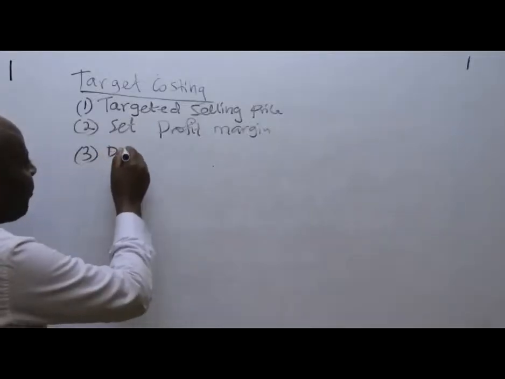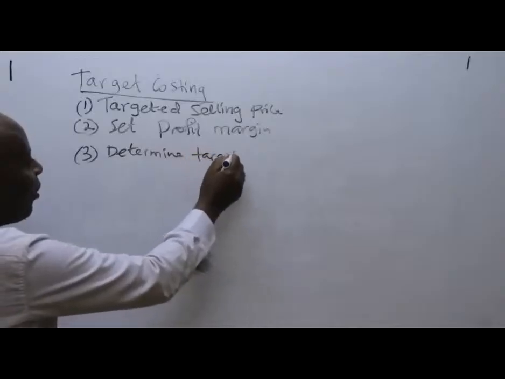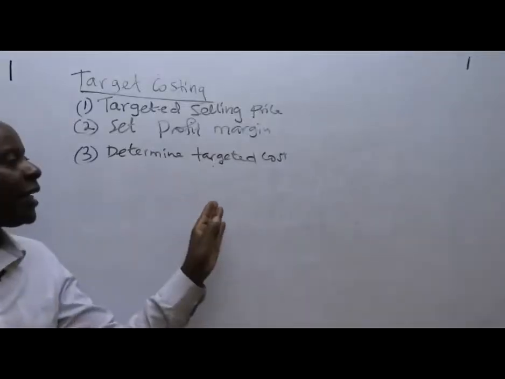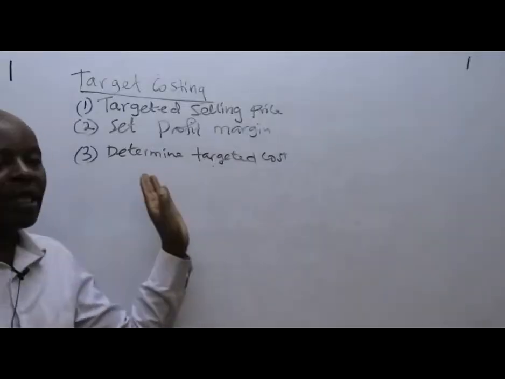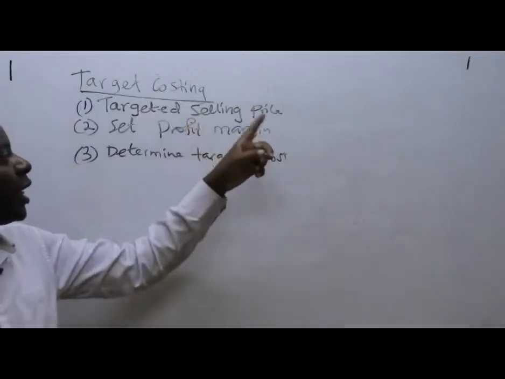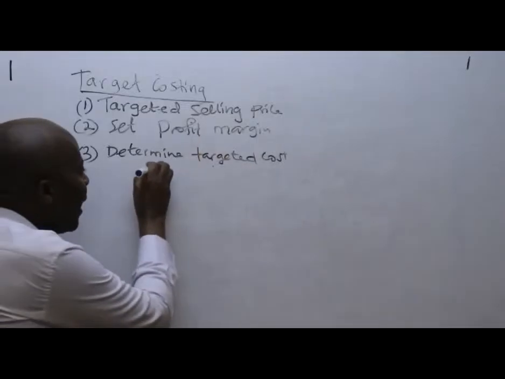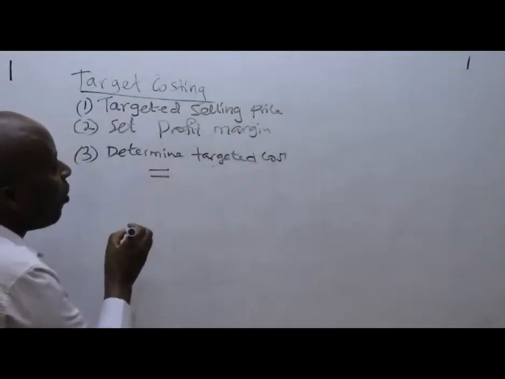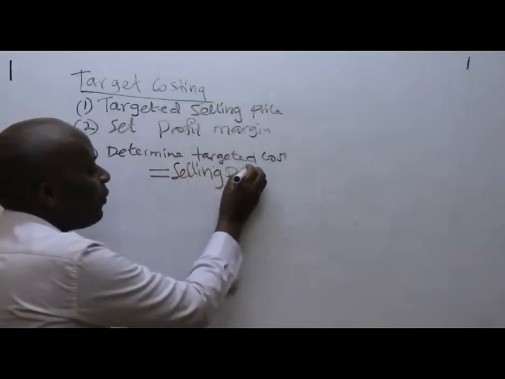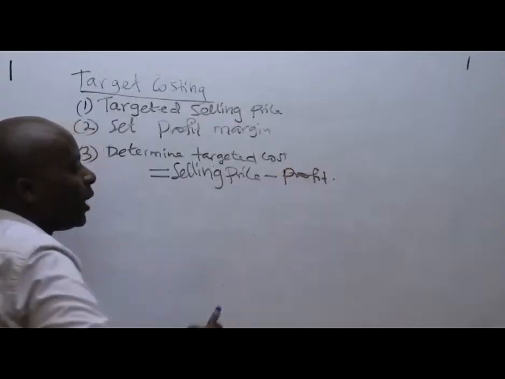So you determine the targeted cost. And how do you get this targeted cost? To get the targeted cost, ladies and gentlemen, what you're supposed to do is to take the selling price you have up there and subtract the profit margin.